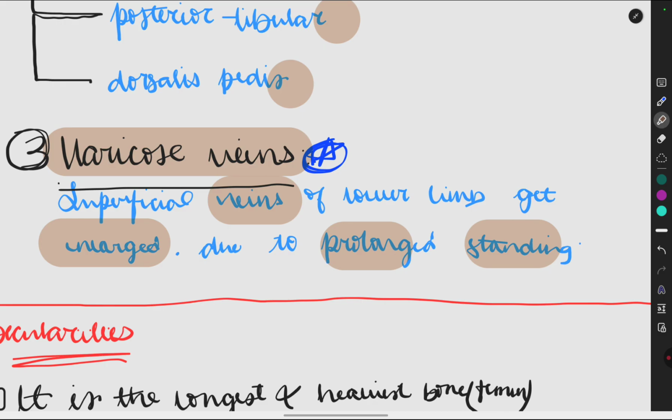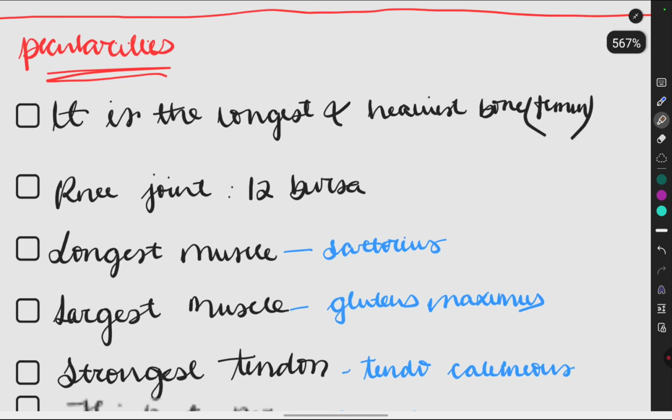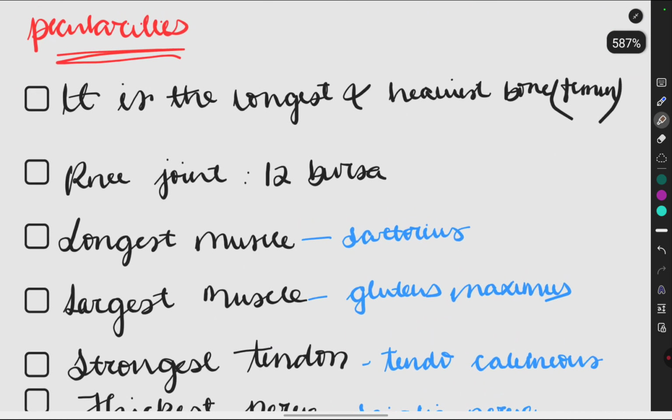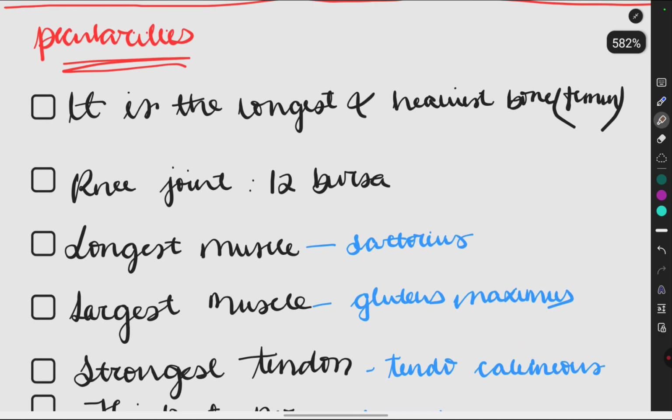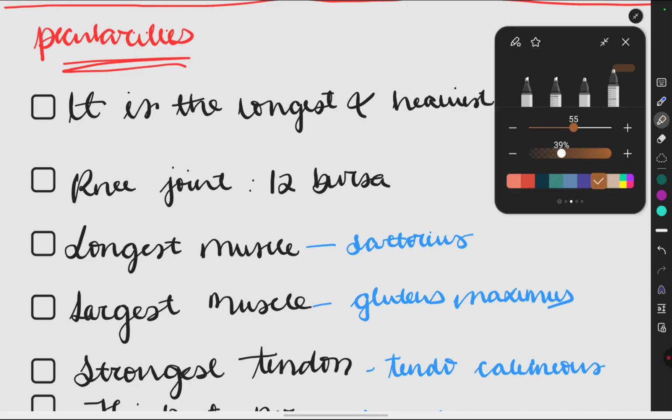Okay, and the examples for the people who deal with varicose veins due to prolonged standing are policemen, teachers, or salesmen who have to stand all day long. Now, what are the peculiarities of the lower limb? It is the longest and heaviest bone, that is the femur. It is the longest and it is the heaviest bone of the whole body.